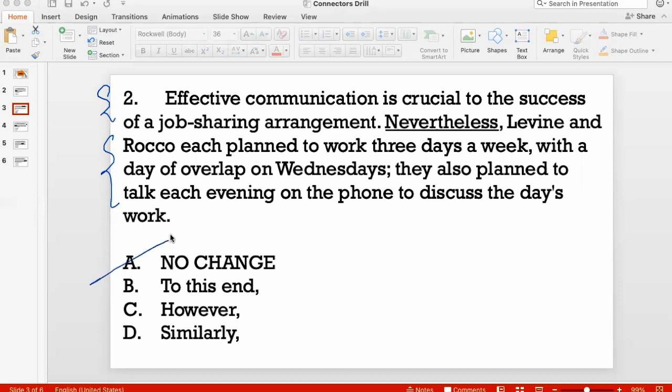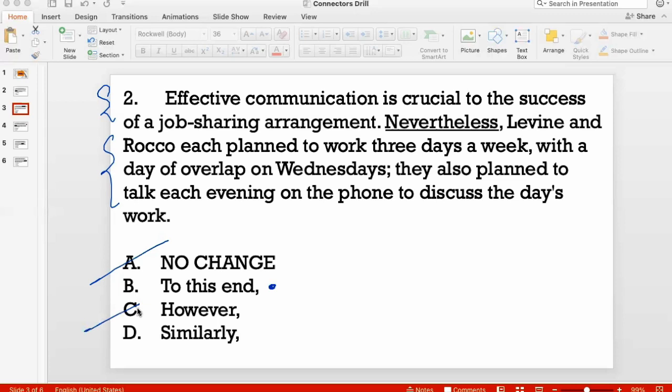To this end is a good connector in this context, because what end are they trying to achieve? They're trying to ensure that they effectively communicate. So to this end, to the end of effectively communicating, Levine and Rocco made all of these plans. So I'm going to keep this for now. However is again a contrasting connector. However is used in place of but when you're trying to kind of present two opposing ideas. So that doesn't make sense.